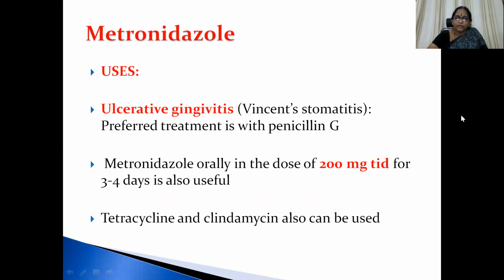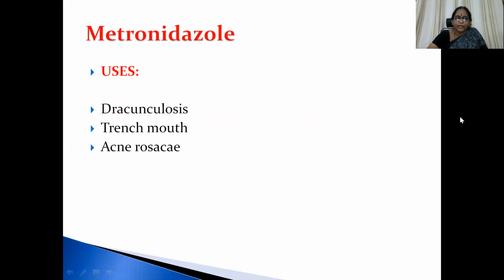Then what else uses do we have? Ulcerative gingivitis also, but the preferred treatment is penicillin G. So here it is used in the dose of 200 mg TID. So what are the various doses that we have been coming across in the last few slides? 200 mg, 400 mg, 800 mg, and then the gram level also. Indications are differing, and even 500 mg in the management of H. pylori also. And in ulcerative gingivitis we can also use tetracycline and clindamycin. Then other uses are dracunculosis, trench mouth, and acne rosacea.